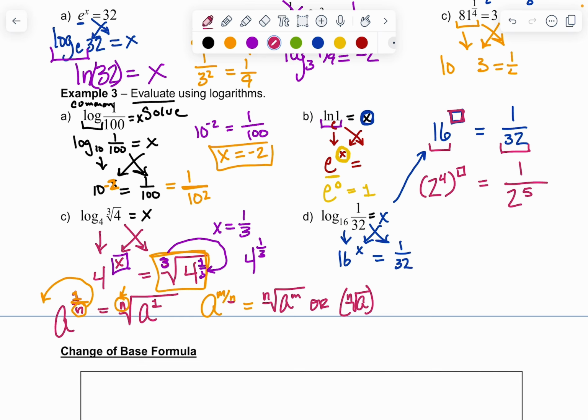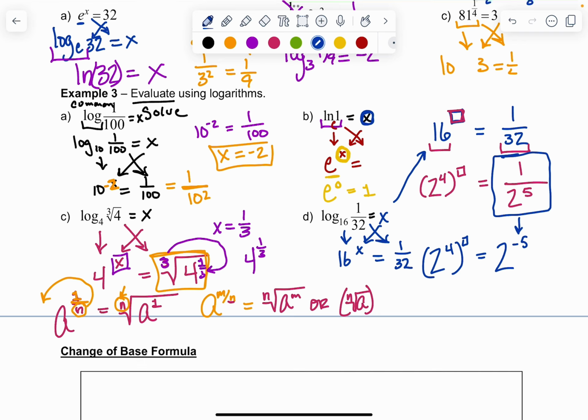Now, one last change, just knowing my exponent rules, I can take this whole thing and switch it to 2 to the negative 5th. And if you're wondering why would you want to do that, it's because I'm trying to figure out what goes here. And I'm using my exponent rules to unwind this thing.